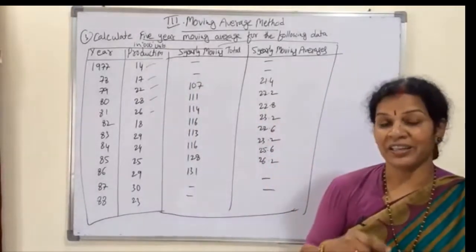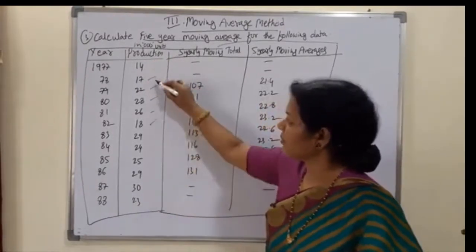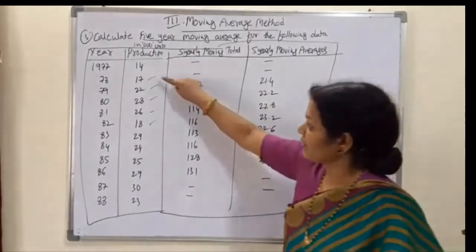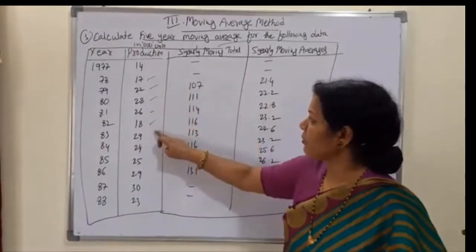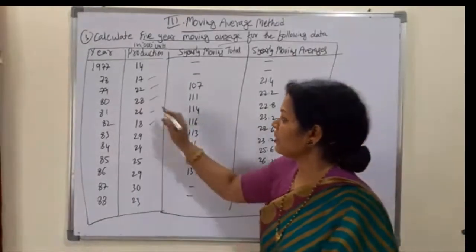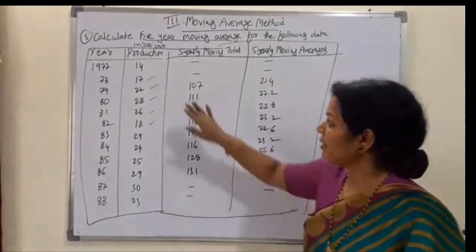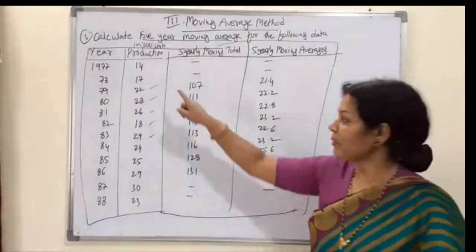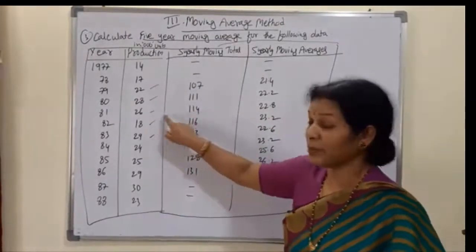Opposite to that we are writing 107. Are you getting it? Next, we are going to take the next 5 years, leaving 1 year and coming to the second year onwards: second year, third year, fourth year, fifth year, sixth year. These 5 if you total up, we are getting 111. 111 we write opposite to the 28, because this is the middle. In the same way, we take the next 5 years. If you total up these 5, we'll be getting 114. This is also opposite the middle.